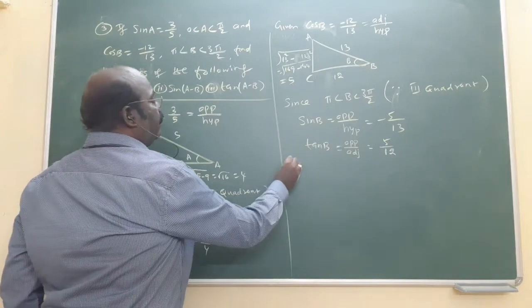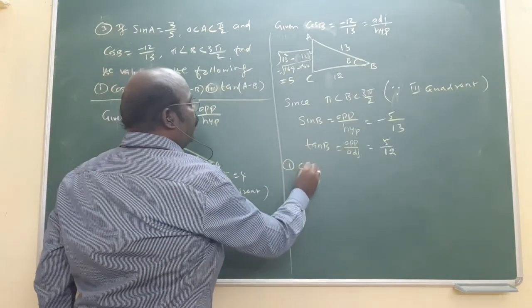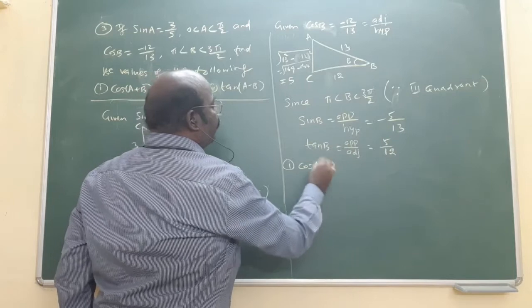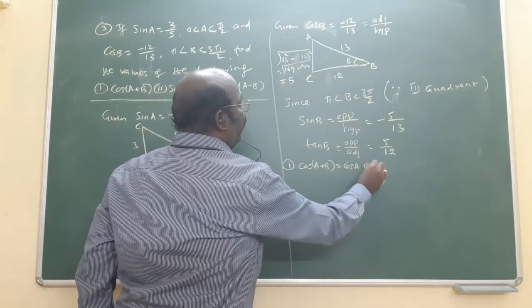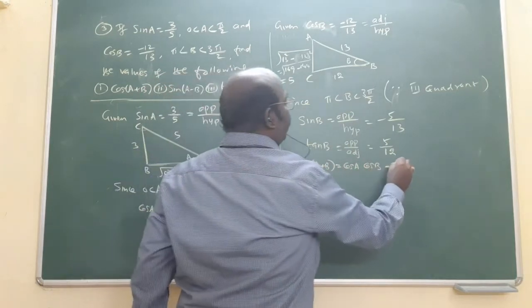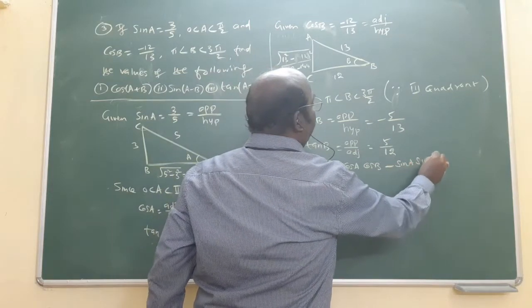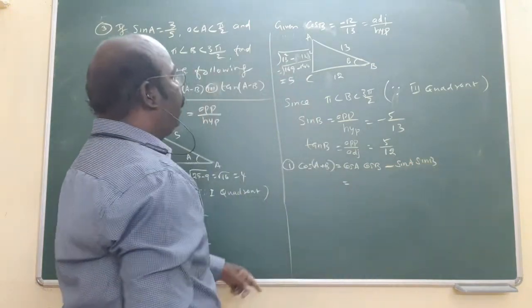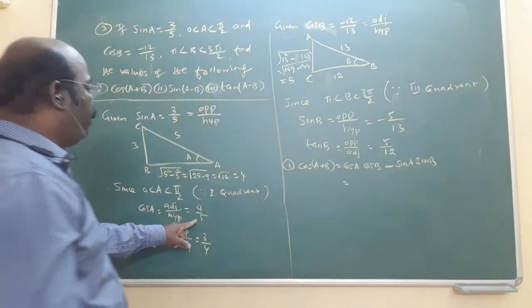The first subdivision, what is being asked? Cos A plus B is asked. Cos A cos B minus sin A sin B is the formula. Cos A is already found, 4 by 5.